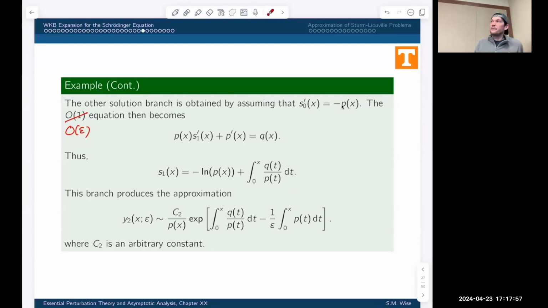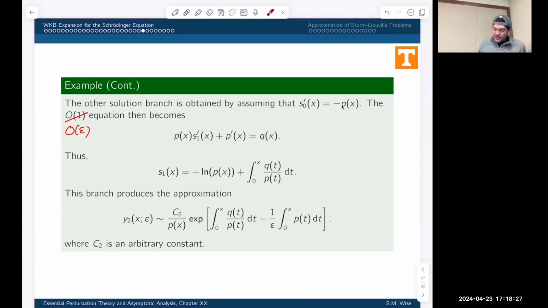So I guess we did have time to check it. So this solution branch produces the following. Check it. So it should be C2 over P of X. The P comes because we're exponentiating this log term, so we get that P popping out, and an exponential of all the rest that's left, where C is an arbitrary constant.